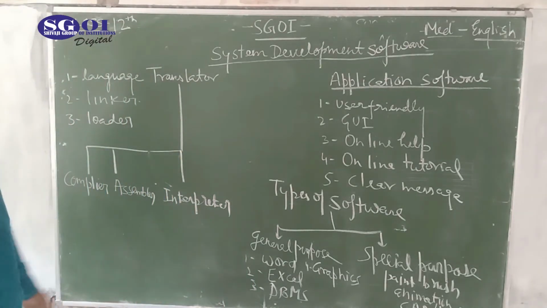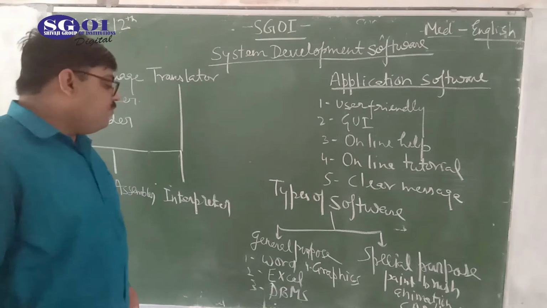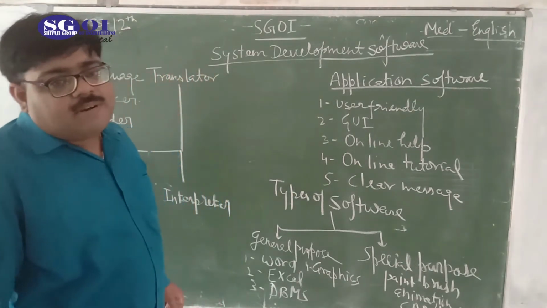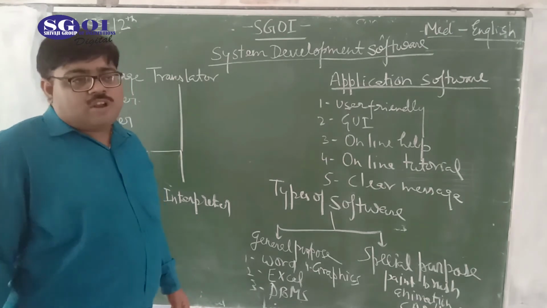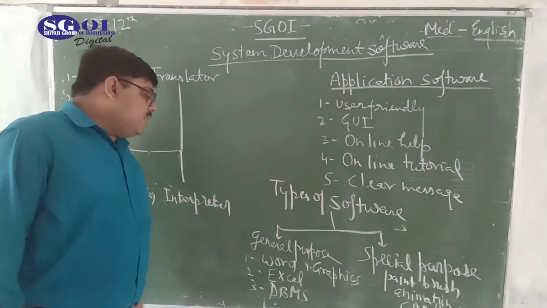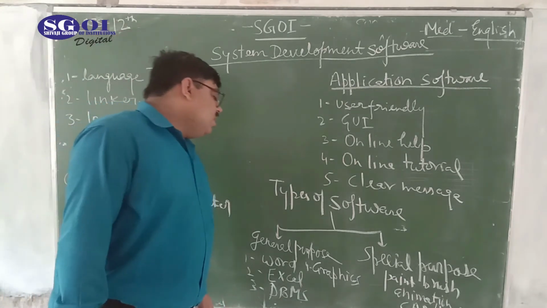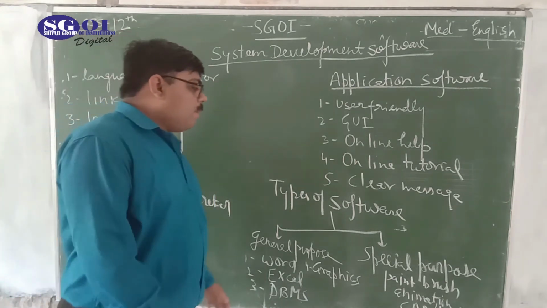And in DBMS we can store our data in a proper manner. DBMS, database management system, is a software where we can store our data, manage our data, and stop the duplicacy and redundancy of data. So these softwares are very useful, and they are known as general purpose software.